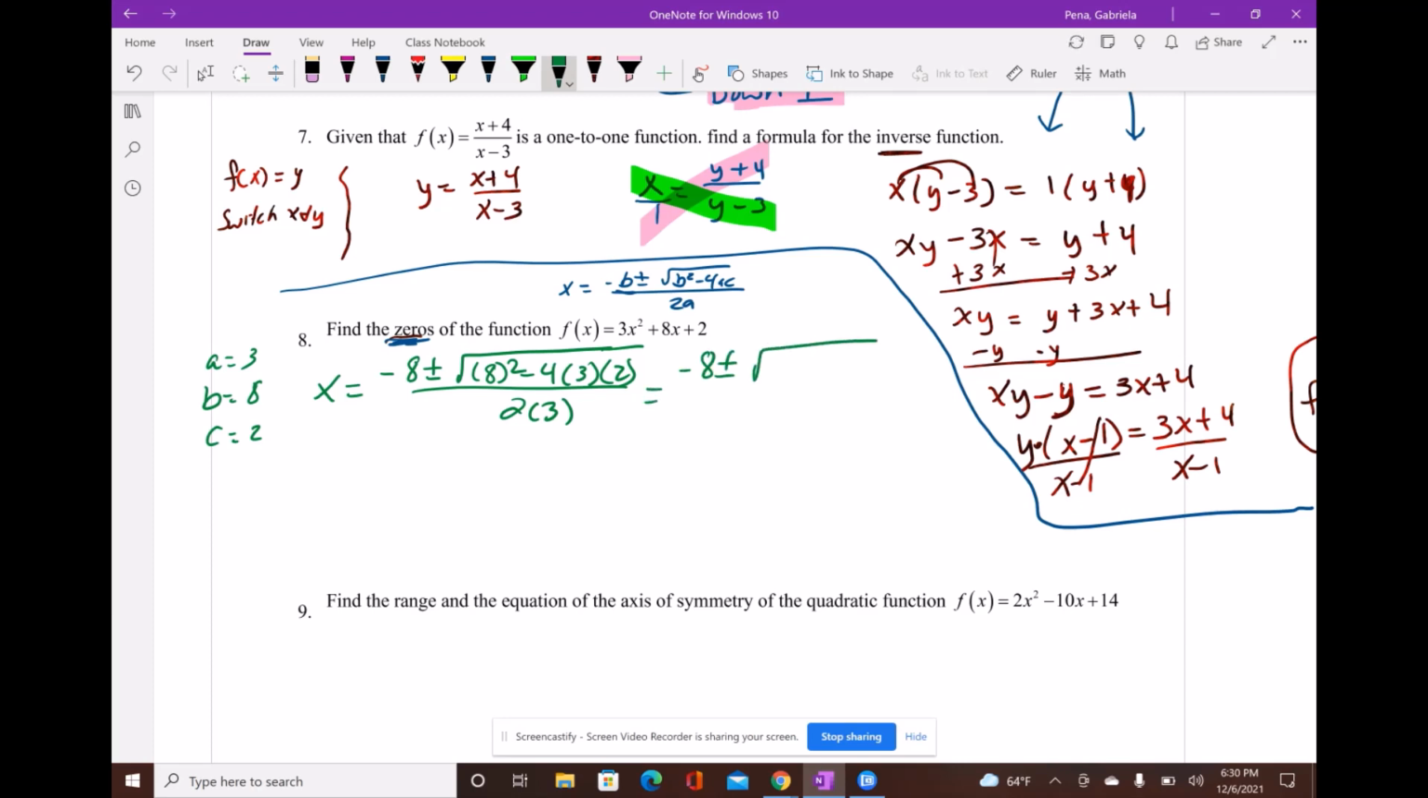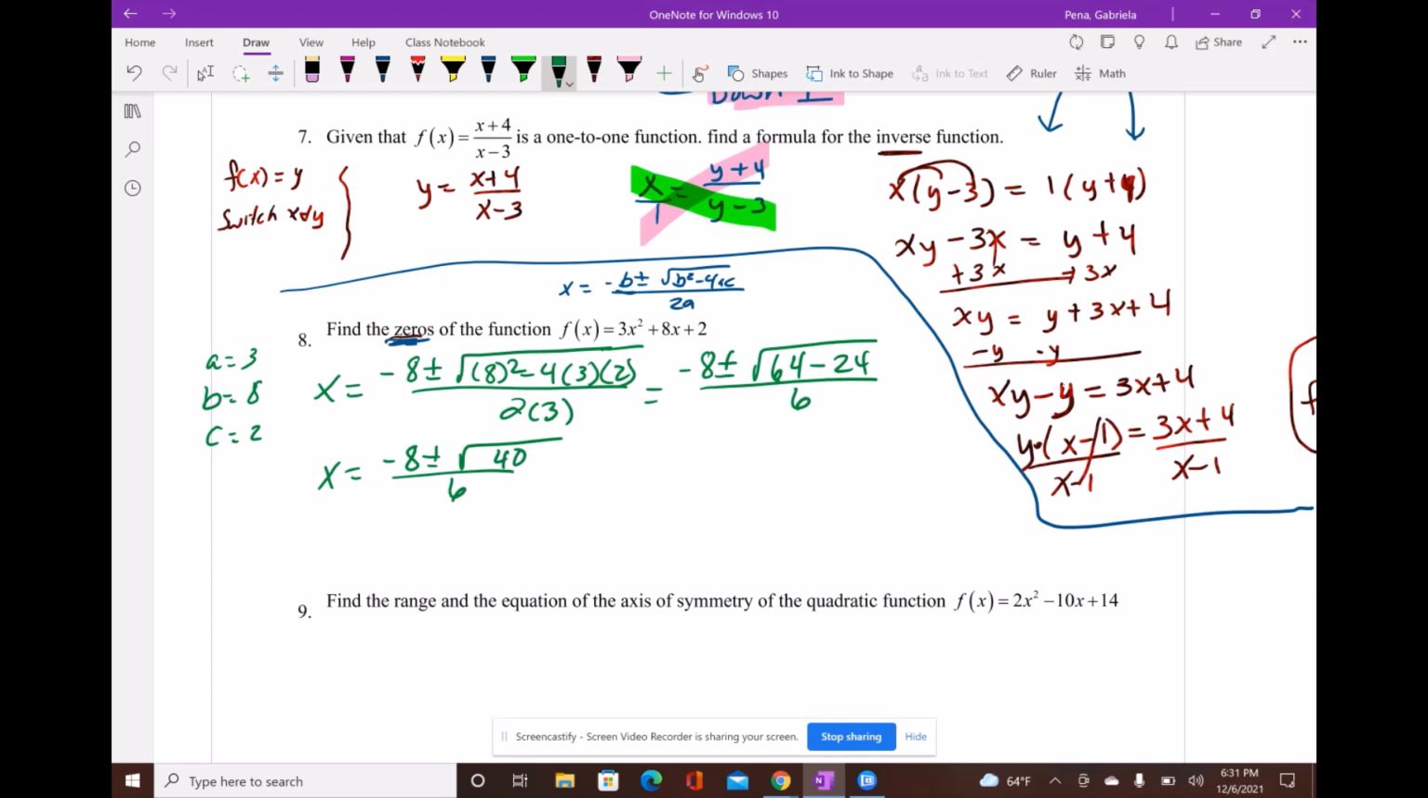Eight squared is 64. 4 times 3, negative 12 times 2, negative 24 over 6. 64 minus 24, 40. Negative 8 plus minus the square root of 40 divided by 6.